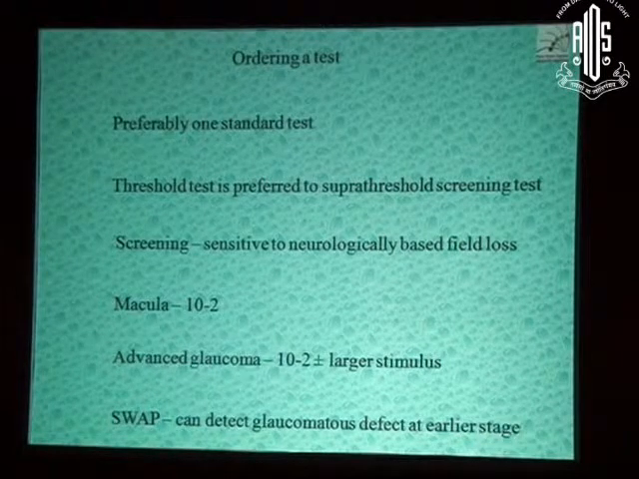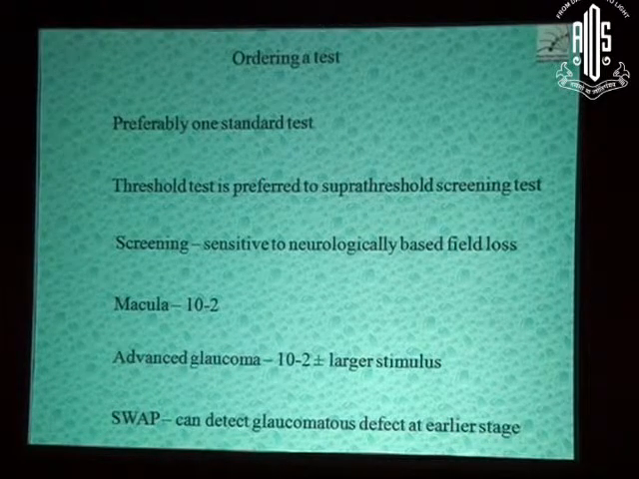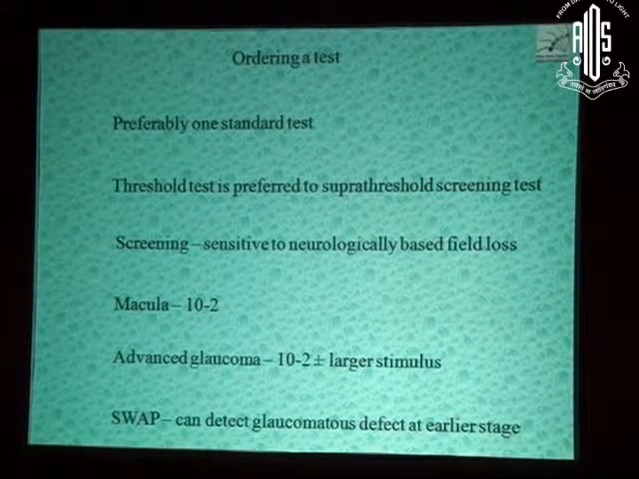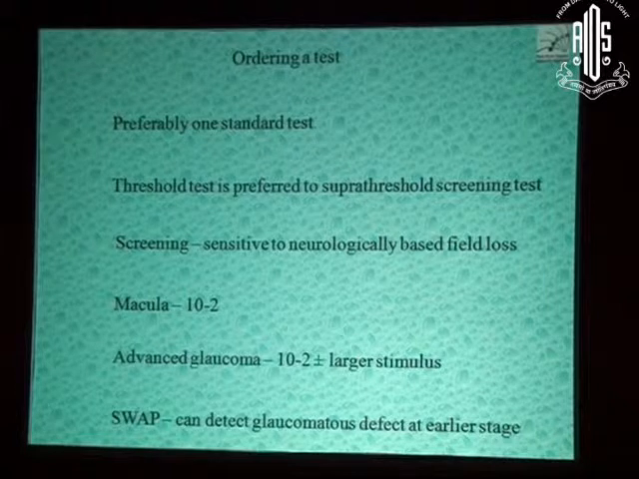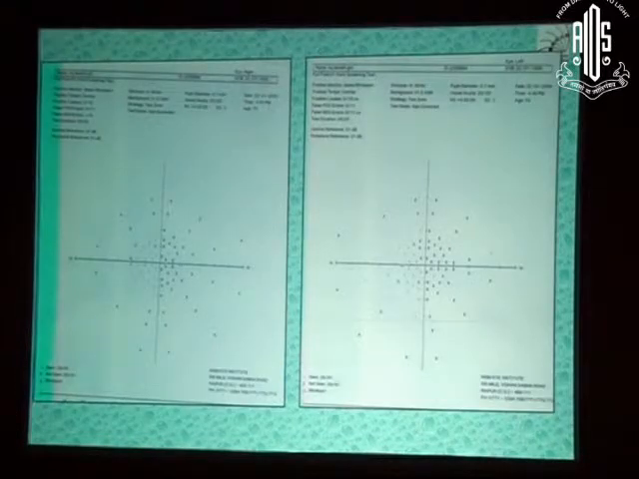In the macular program, 10-2, because it is more concentrated, the peripheral is already damaged. In advanced glaucoma, program 10-2, with or without larger stimulus. In SWAP, in cases of early glaucomatous changes, we can do short-wavelength automated perimetry. This is just a screening test.